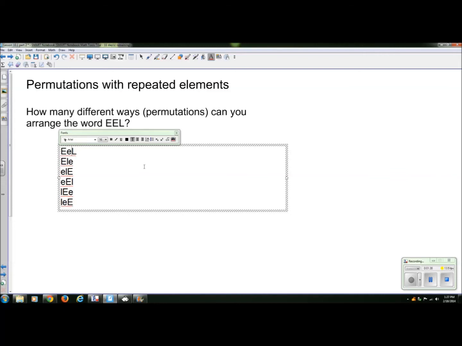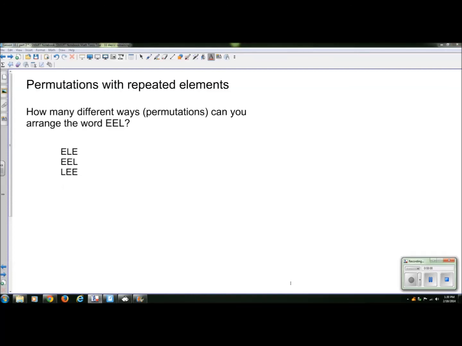But what if I made them so they were all uppercase? Alright, well now they're all uppercase. Well, what ones are duplicated? We see that there's 2 ELEs. I don't need both of them. We see there's 2 EELs. I don't need both of them. And we see there's 2 LEEs. I don't need both of them. So this really divided our possibilities in half, right? And so we see that there are 3 ways to do this.